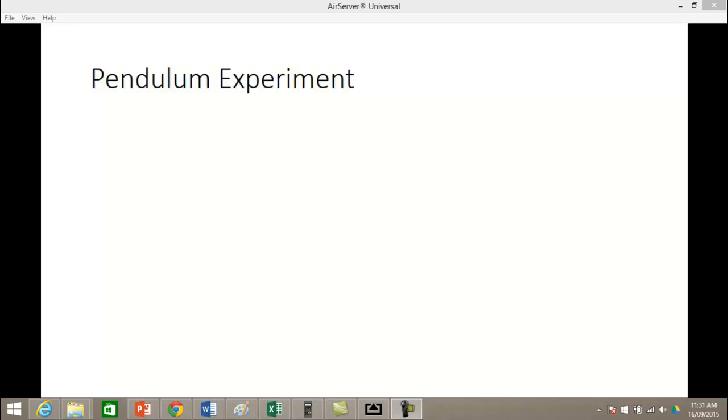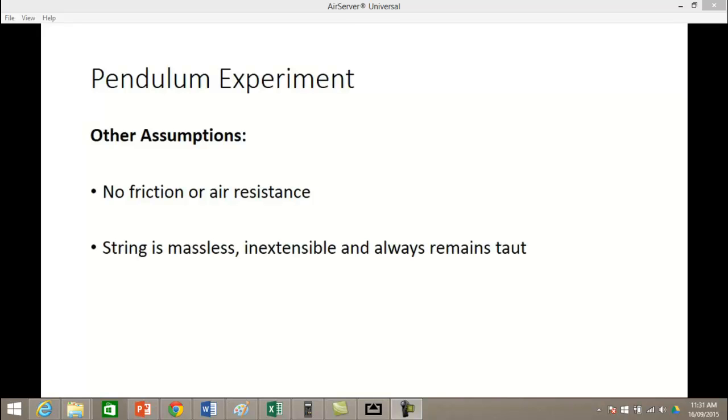As you can see, there are many assumptions in this pendulum experiment, and there are 3 more which we should mention just for good measure. The first assumption is that there is no friction or air resistance, so there's no retarding force acting on the pendulum. Second, the string is massless, inextensible, and always remains taut. If the string had mass, it would also contribute to the oscillation of the pendulum. For simplicity's sake, we assume that it is massless. We're also assuming that it's inextensible, which means it's non-elastic, so the length of the string does not change.